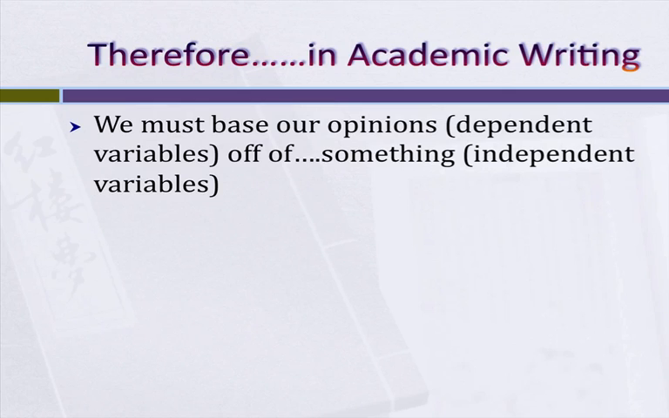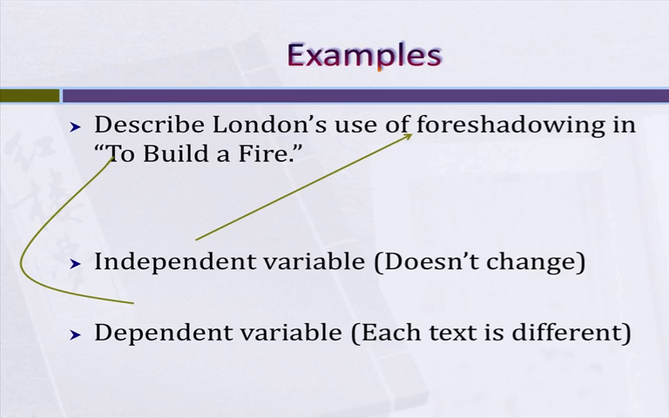For example, go back to that foreshadowing one we've kind of been hinting at. If we want to say, discuss the uses of foreshadowing in the short story To Build a Fire, the independent variable is the definition of foreshadowing. We can't start talking about imagery or allusions or similes or metaphors. We can't talk about those. The assignment is foreshadowing. Therefore, our interpretation of the short story has to be based off of what foreshadowing even means. Jack London's use of foreshadowing in To Build a Fire, the independent variable, the thing that doesn't change from text to text, is the definition of foreshadowing, whereas the dependent variable will be each text that we look at.